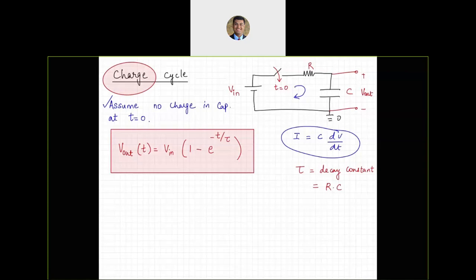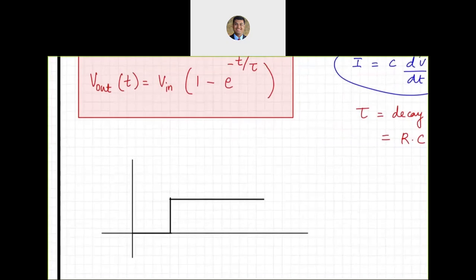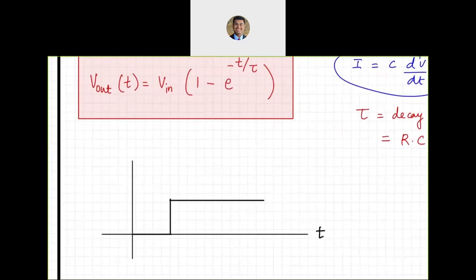So for example, say over here, I will try to sketch an axis. I am trying to monitor time here, and V out here, and I'm assuming that this is V in. So V in went from 0 to some voltage, say 5 volts. What is going to happen to V out that I'm trying to plot? And I'll try to plot it in red.